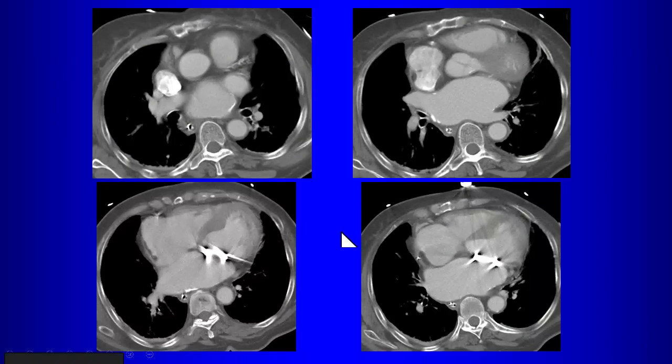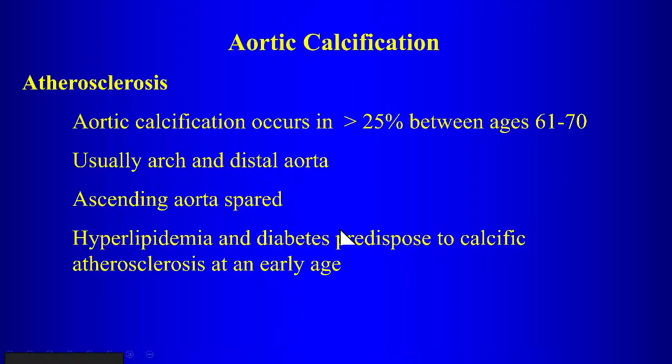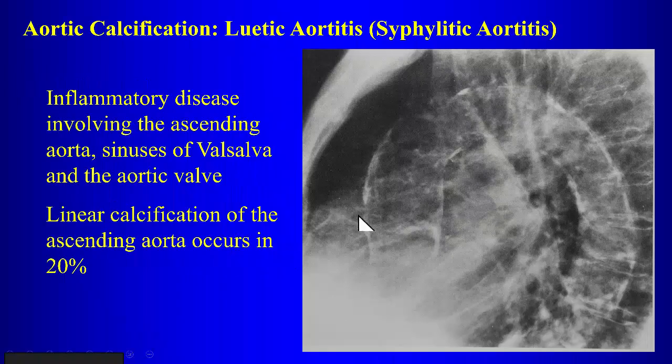So that is strongly associated with rheumatic heart disease. We see aortic calcification. Calcification of the aorta itself, of course, we know occurs from atherosclerosis, usually the arch and the distal aorta, ascending aorta spared. If we see it in younger patients, hyperlipidemia and diabetes predispose to calcification. We all know what calcification of the aorta looks like.